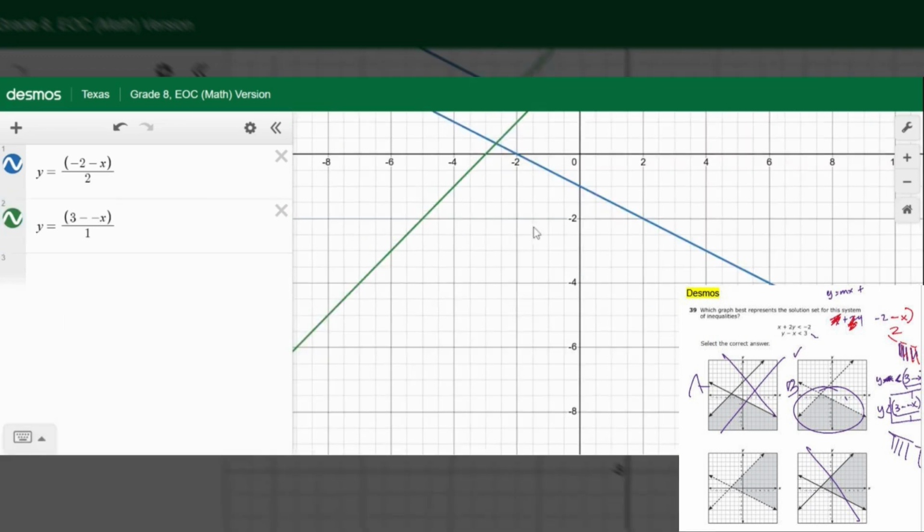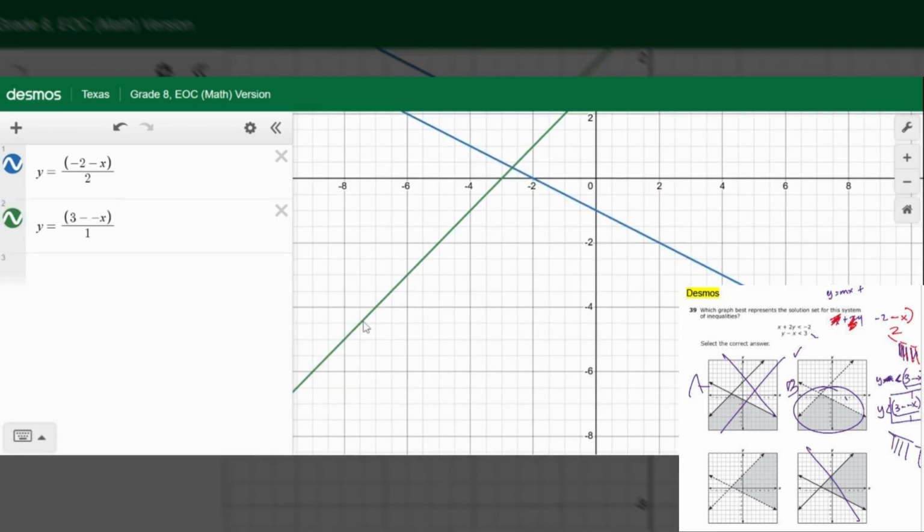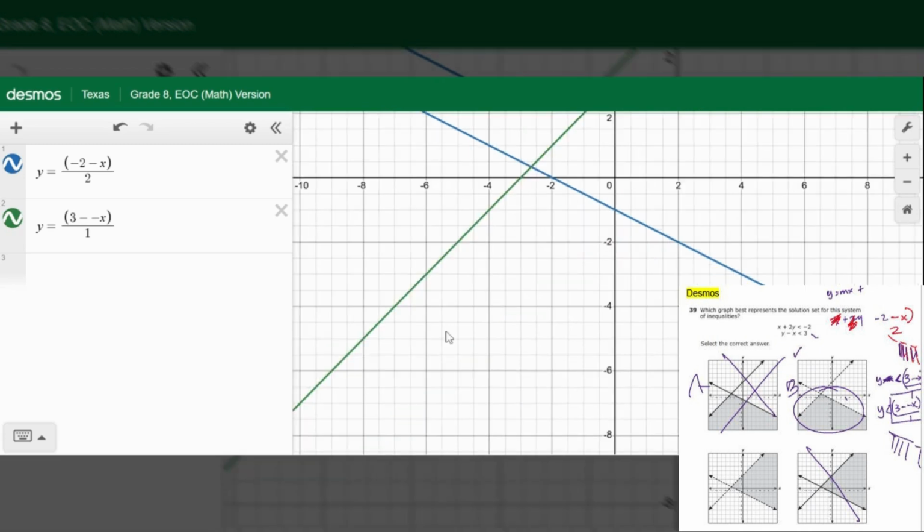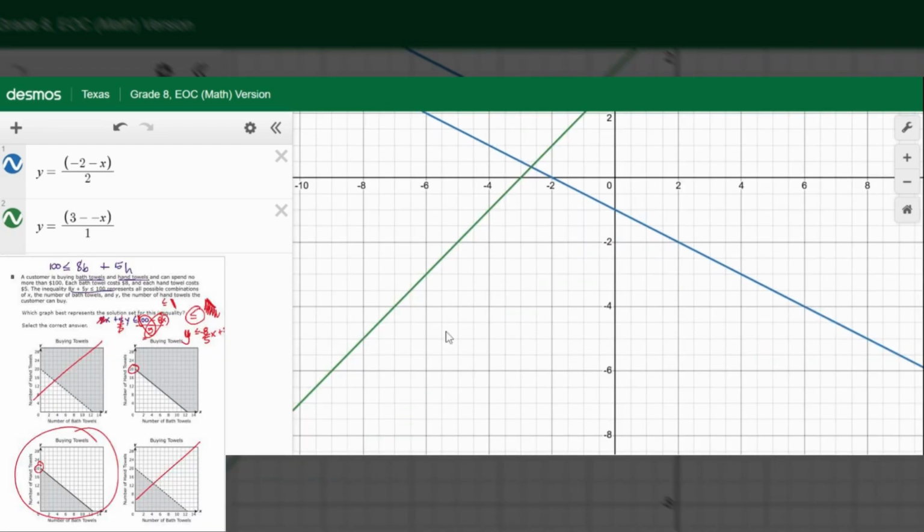Remember, the line is going to be a broken line on green and a broken line on blue, and then the shaded part is underneath because both of them are less than. So these are the shaded parts here. All right, let's go on to the next question.